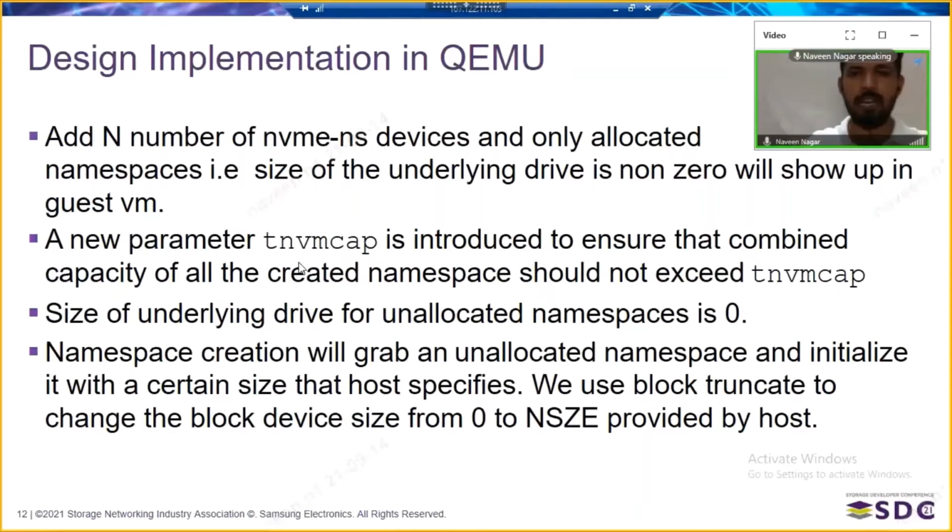Now we will see the design implementation on the QEMU side. We can add any number of NVMe devices during launch time. If the size of the underlying block drive is non-zero, it means that the namespace is allocated and it will be initialized properly. If the size of the block drive is 0, it means it is an unallocated namespace. At runtime, namespace creation will grab an unallocated namespace and initialize it properly with the size that the host has specified. And we have added a new parameter, tNVMe cap, which is necessary to make sure that the total capacity of all the created namespaces is less than the tNVMe cap.